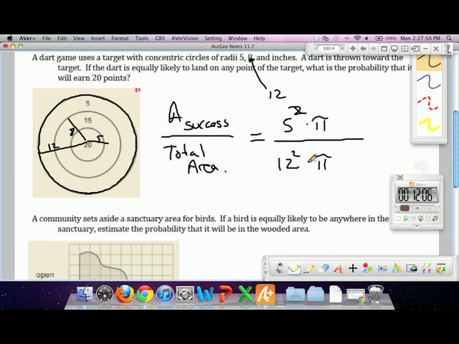I wrote my formulas like this for a reason. Notice that I have multiplied by pi on top, multiplied by pi on bottom. There's a factor of pi in common on top and bottom. So when I reduce this fraction, those pi's actually cancel each other out in this case. So this should be the ratio of 25 to 144.